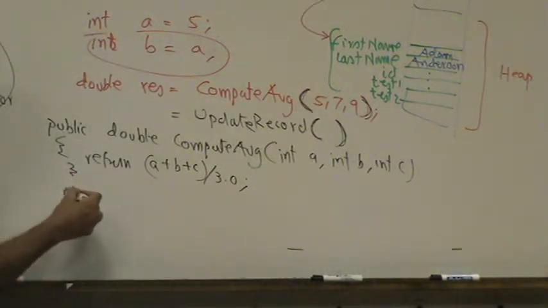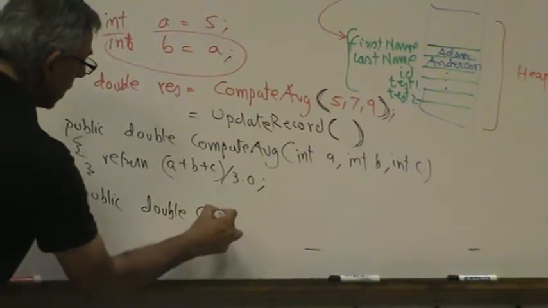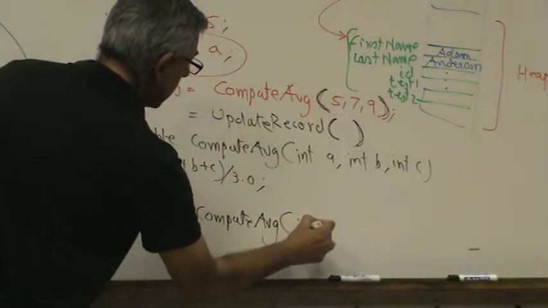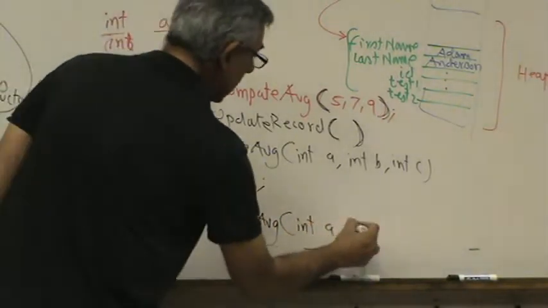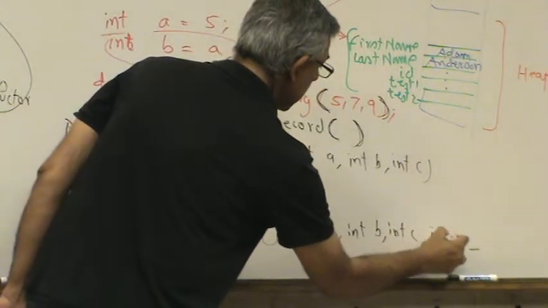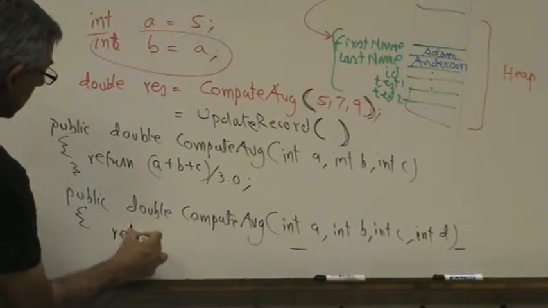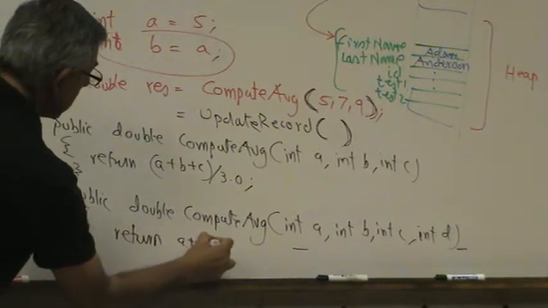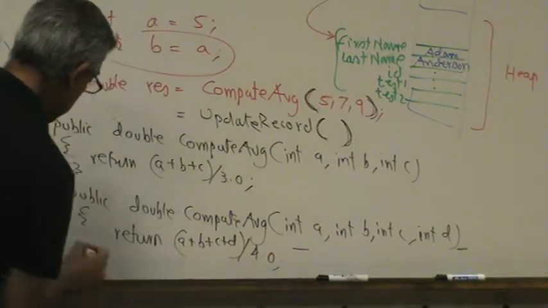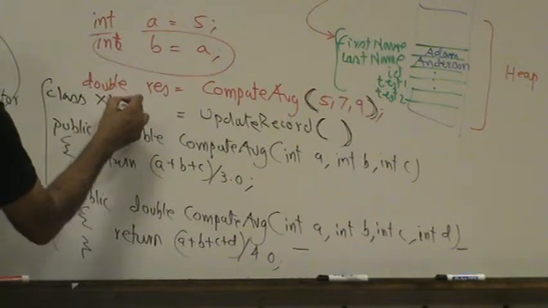Okay, suppose inside the same class I also write one more function, and this is also called computeAVG, and this has four parameters: int A, int B, int C, int D, and it returns A plus B plus C plus D divided by 4.0. Both of them are inside some class called, let's say, XYZ.